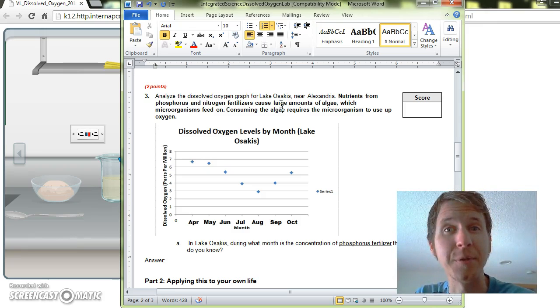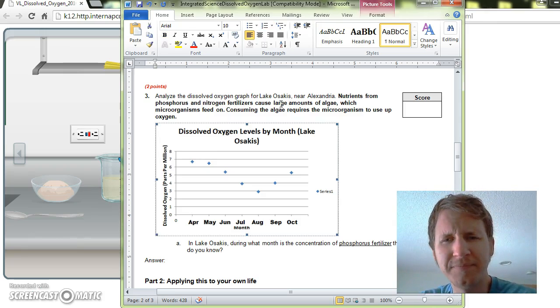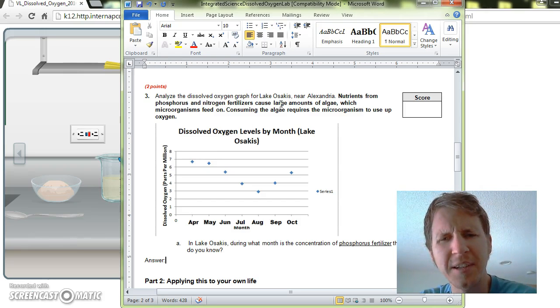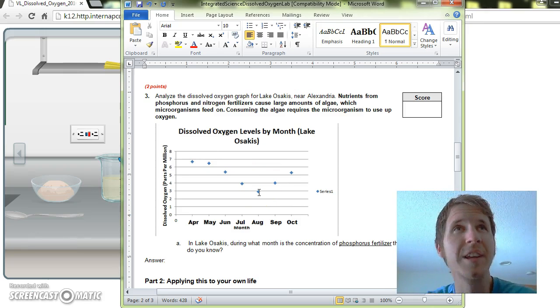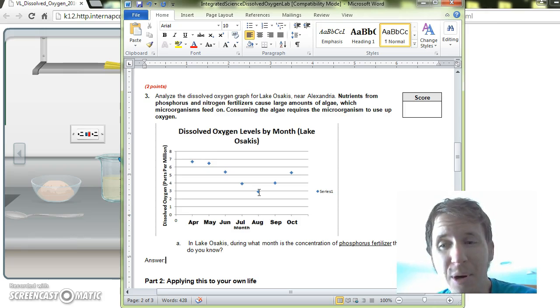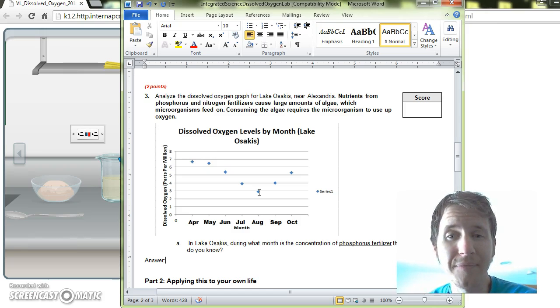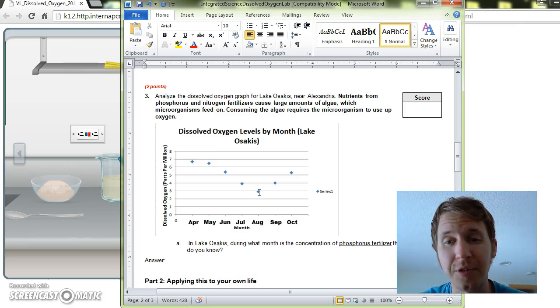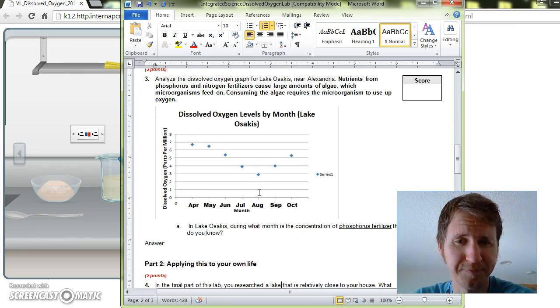So we take that from the atmosphere. And so, in what month then is the concentration of fertilizer the highest? It's kind of a tough question. It is August. Generally the peak of farming season, runoff is going into Lake Osakis. There's a lot of algae blooms going on, a lot of algae is dying, and it's being decomposed. And because of that, we have lower dissolved oxygen levels than we would otherwise.